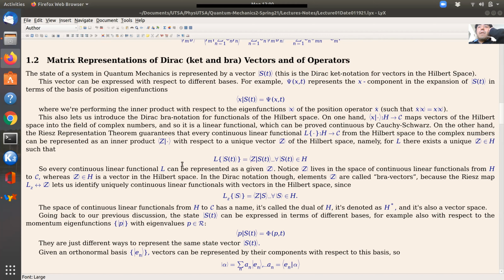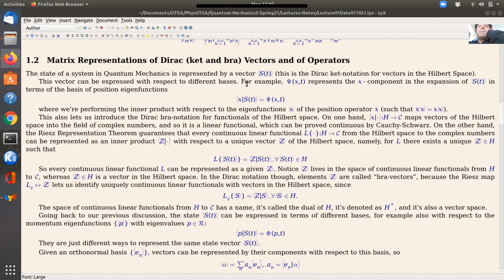So before we delve into this, essentially, we have to mention what is the state of a system in quantum mechanics. And well, it's represented by a vector. This is the notation for the vector, which is the Dirac ket notation. You will see why it's called ket in a second. So this is the Dirac notation, ket notation, for vectors in the Hilbert space.